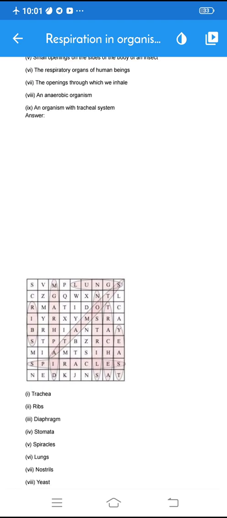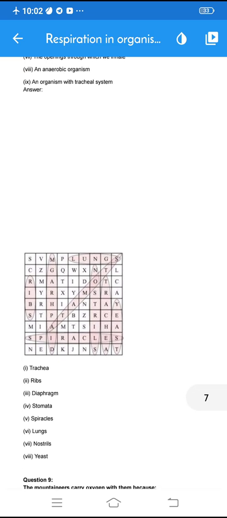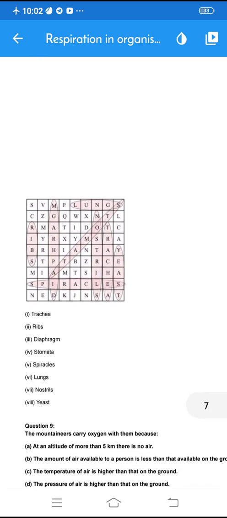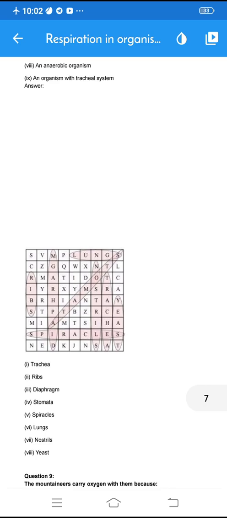And next one is the openings through which we inhale. Okay, from which part we inhale, that is called nostrils. Through nostrils we take in air. And next one is an anaerobic organism. So which is the anaerobic organism? That is yeast. Okay, and last one is an organism with tracheal system, it is nothing but what? Okay, so you have to find out that last one, an organism with a tracheal system.